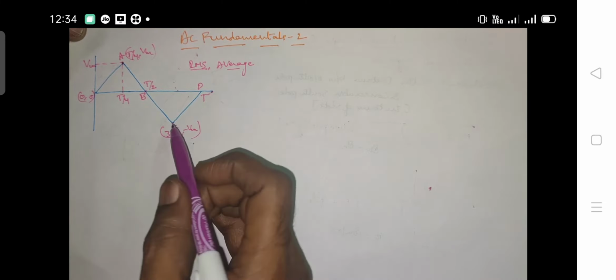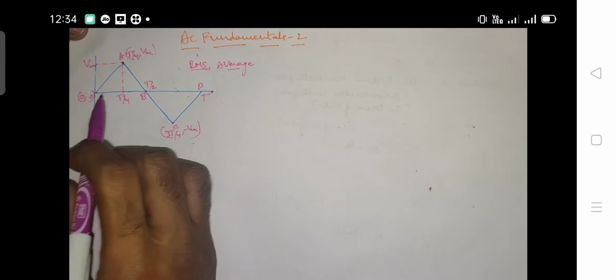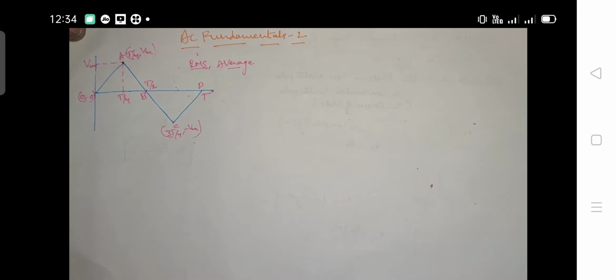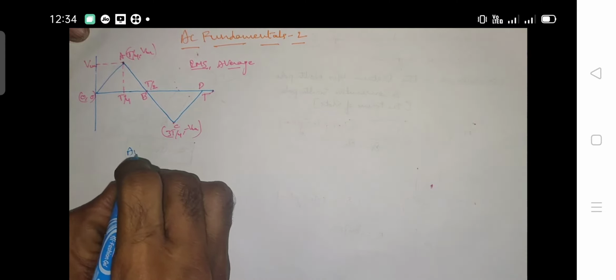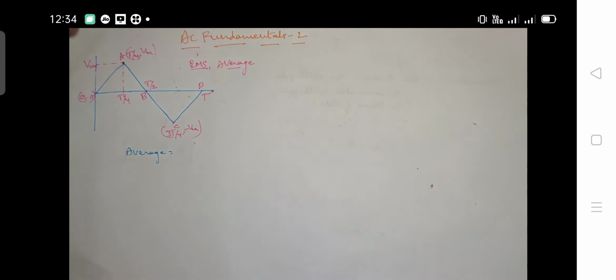Whatever values are there between this interval to this interval, the same are going to be repeated between T by 4 to T by 2 and T by 2 to 3T by 4 and so on. Hence it would be easy for us to consider the average and RMS values of this waveform just from 0 to T by 4. Hence what I shall do here is I find out the average value for this waveform over a period of 0 to T by 4.